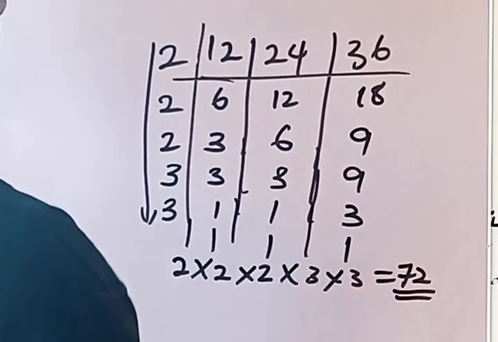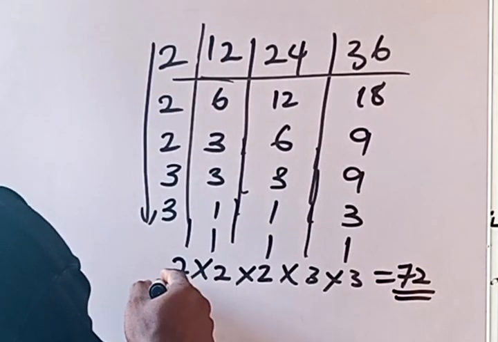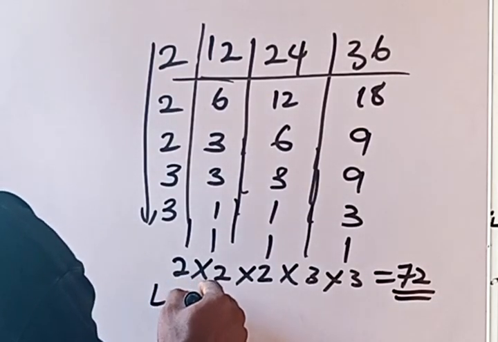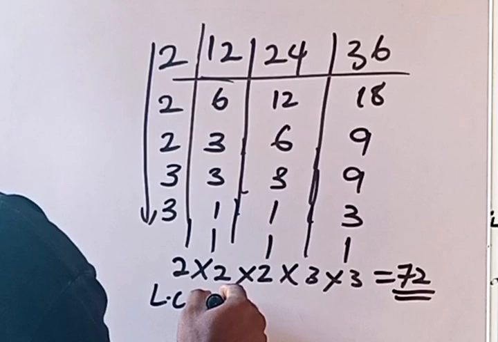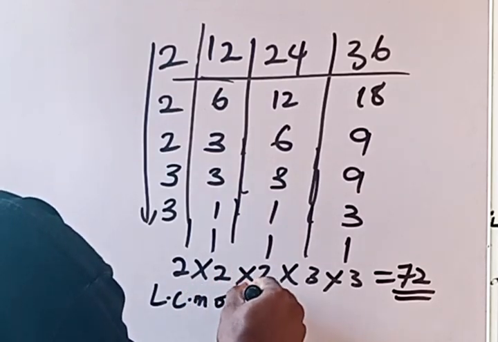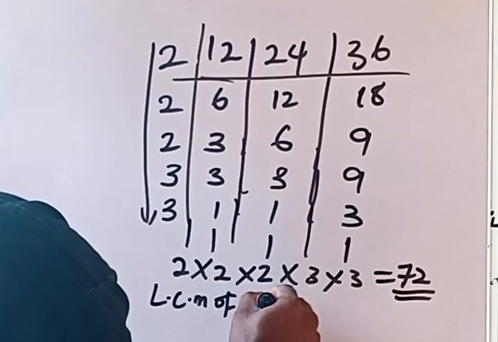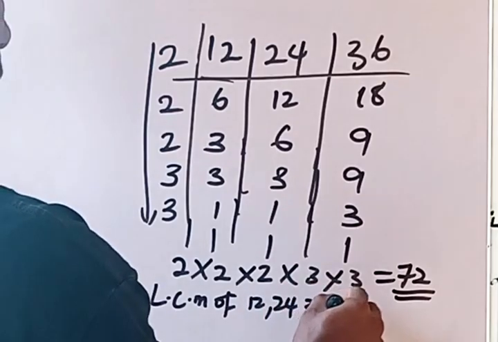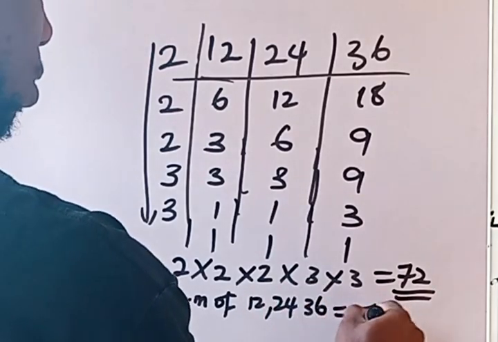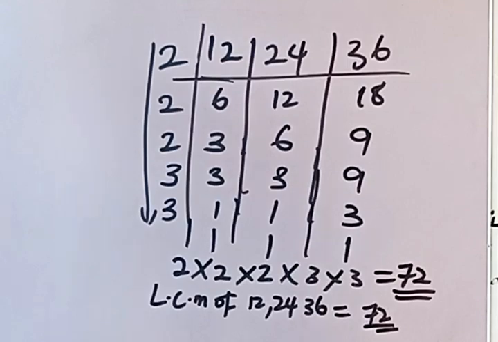So the LCM of 12, 24, and 36 is equals to what? 72. That is the final answer. So guys, that is how to look for LCM. Very simple.